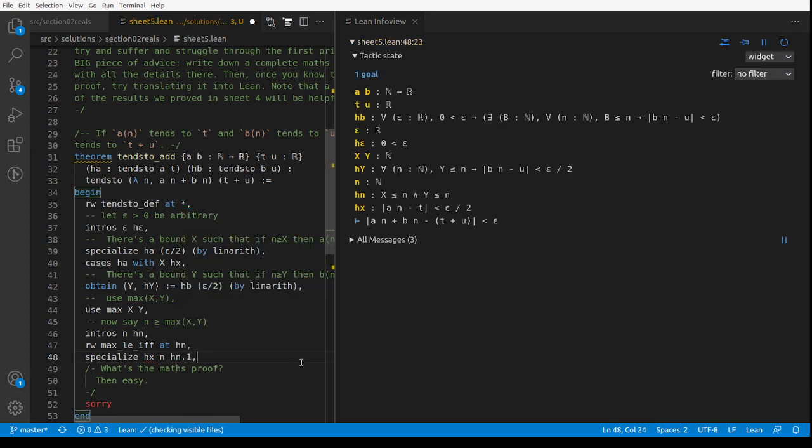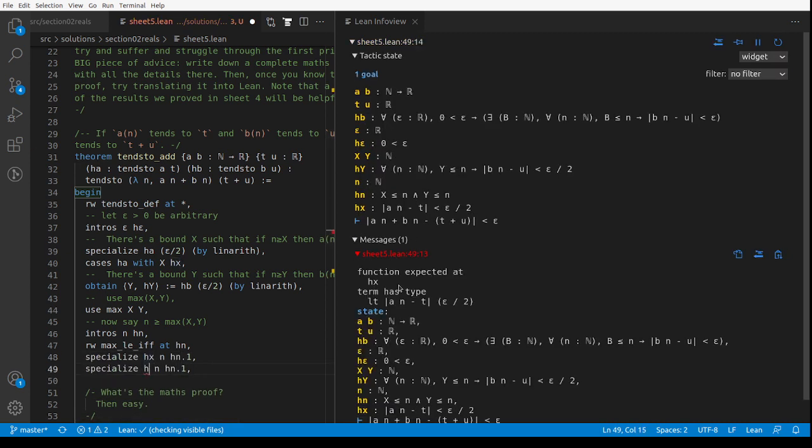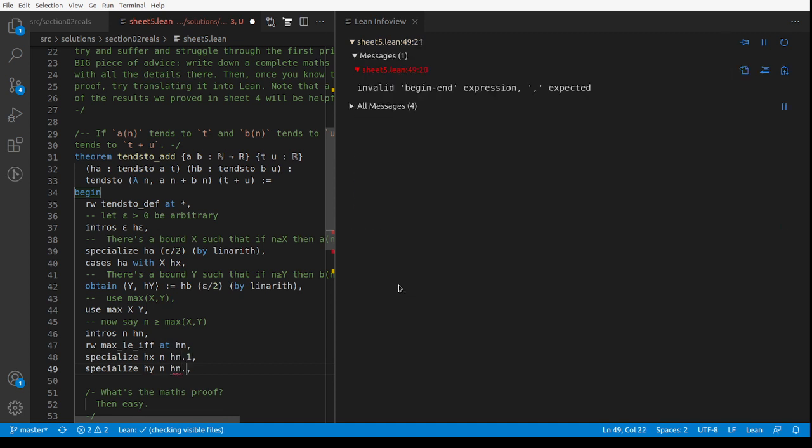Great. And now you see we have this hypothesis. So now, great. Hx is finally what we want. Hx says an minus t is less than epsilon over 2. And similarly, I guess we want hy, right? So we specialize hy n, and we want the second part of hn.